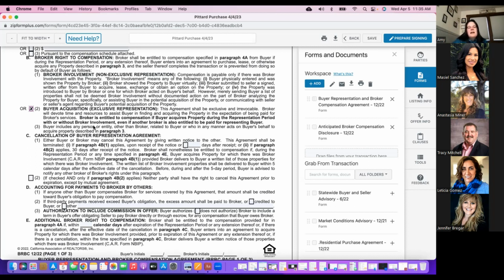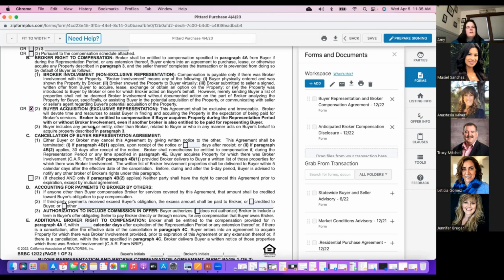Before, during, and after the 5-day period, buyer is advised to notify any other broker of broker's rights under this paragraph. Okay, so that gives your buyer the ability to cancel. You have to provide them with the forms that show the properties that you showed them or helped them with, in order for you to get commission for those properties after the expiration period. So this prevents somebody from going and seeing a property, serving you a termination, waiting 30 days, turning back around, and then going and submitting an offer on that property. That's what this is kind of set up to prevent.